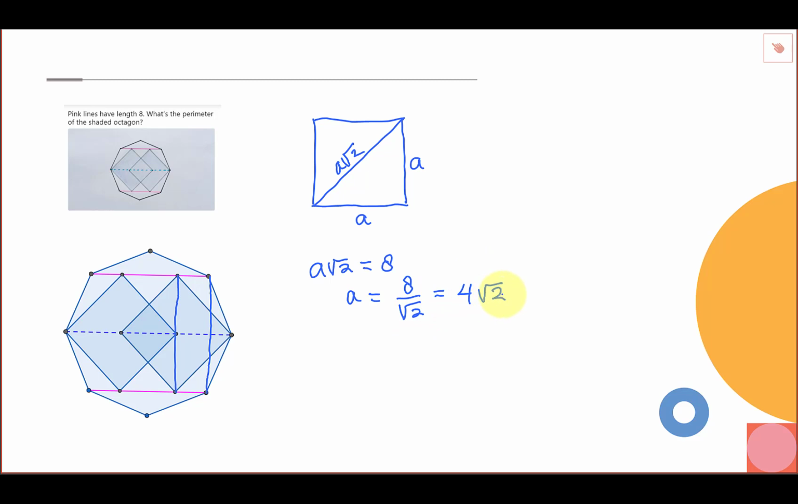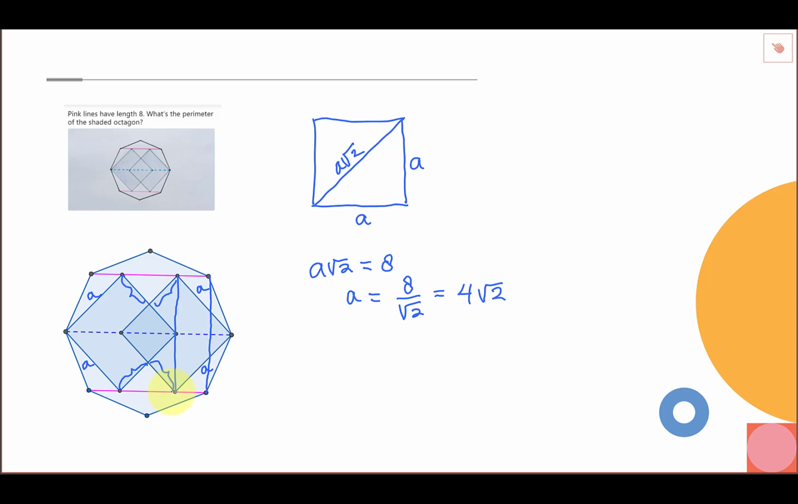Now let's label the side of the square as A. It's A, this is also A, and that's A. In order to compute the perimeter of the shaded region, which is an octagon, it is enough to compute this side and that side, because this one is exactly the same as above.